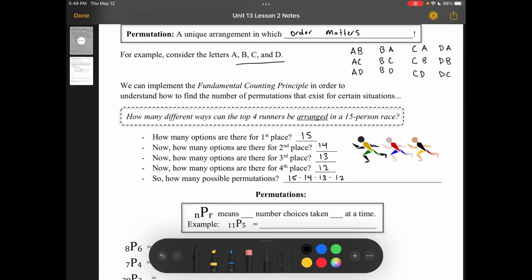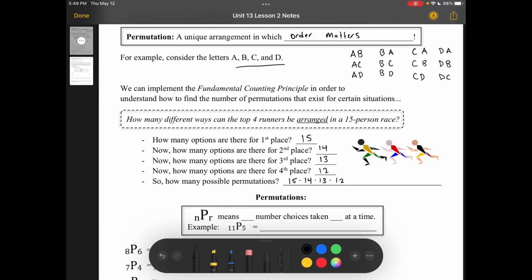Sorry, my pen just decided to stop writing for a second. Well, when I put these numbers into the calculator, I can take 15 times 14 times 13 times 12. I get a big number. That's going to be 32,760. That's the number of possible permutations of this race.